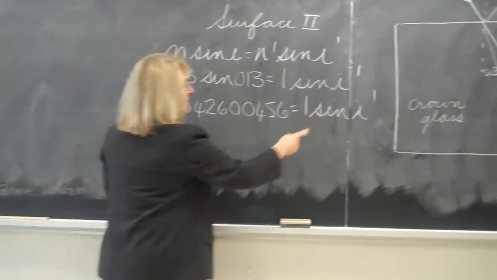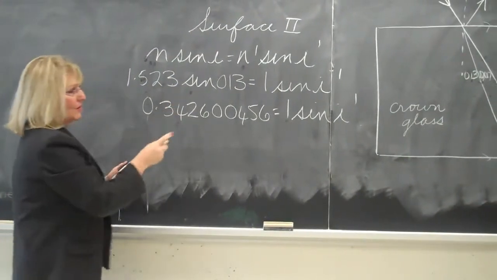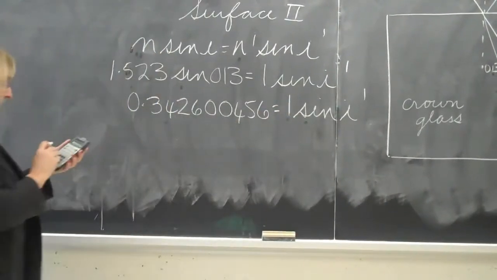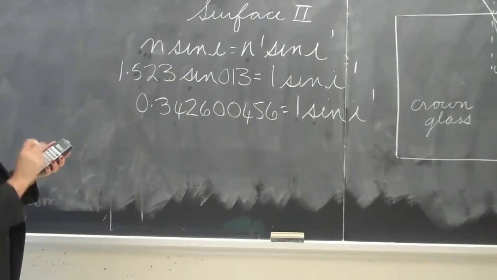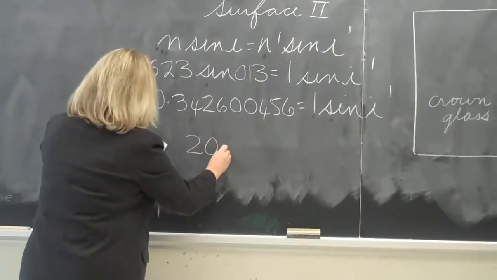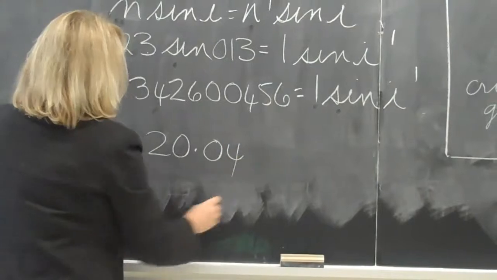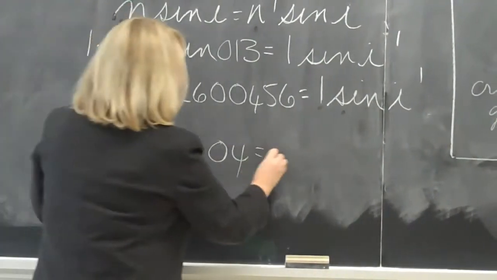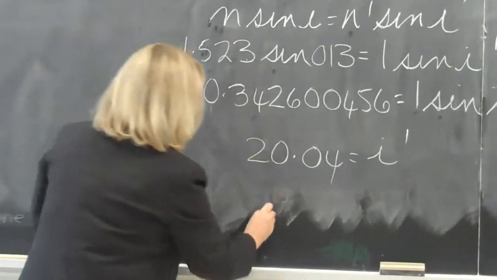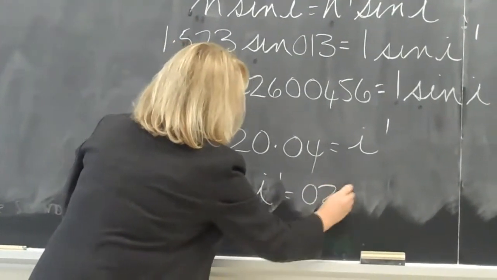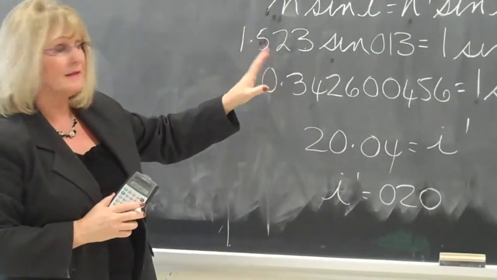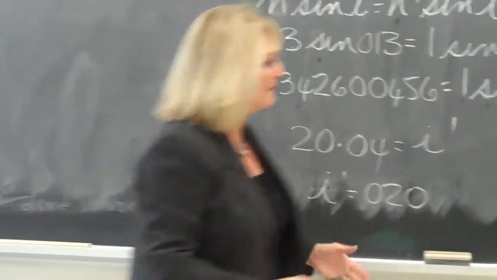So divide this side by 1, divide this side by 1, you're going to have the same thing. Then you divide that side by sine, which is second function sine. And we get 20.04, which is 2 decimal places, equaling I primed. Again, I don't work that way. To the nearest degree, I primed is equal to 20 degrees. Now, this shouldn't be a surprise because on a parallel-sided block, as previously mentioned, this is exactly what happens.